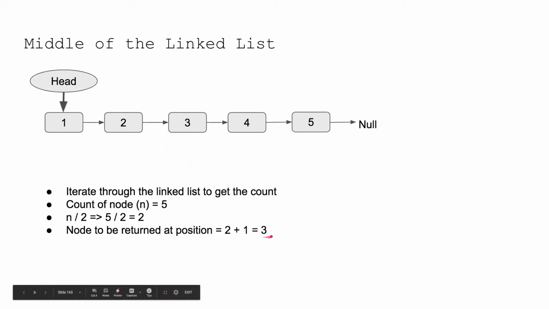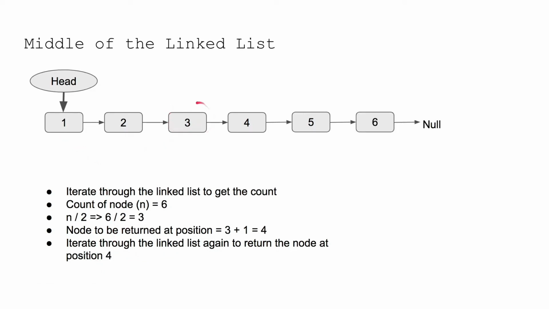So once we know the position which needs to be returned, what we can do is iterate through the linked list again to return the node at position 3. So for example, we need to iterate to position 3 and then we can simply return this node, right? So this would be your solution, the naive solution, right?